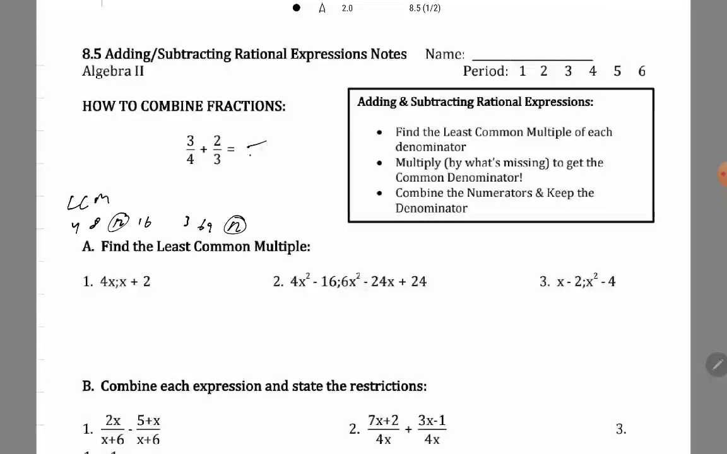So we're going over 12 plus over 12. And then what we said was, how did 4 become 12? We multiplied by 3. So we multiplied top and bottom by 3. So we got 9. And then how did 3 become 12? We multiplied it by 4. So we multiplied the top by 4. We got 8. So we got 17 over 12. We're only allowed to add or subtract once the denominators are the same. That was the good old days.